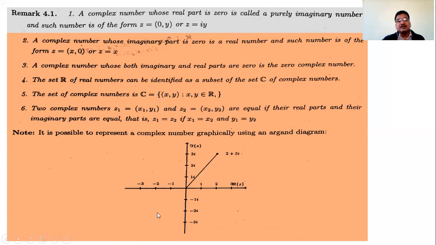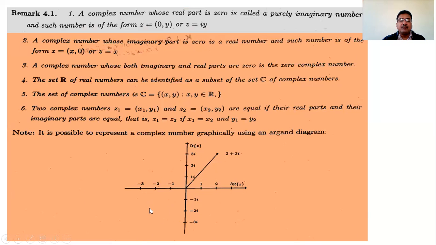If the number lies in the third quadrant, then its principal argument is found as follows. Suppose this is the line joining the number with the origin. Then this angle becomes greater than 180, and we have to find the principal argument. So we measure this angle, and this angle is the principal argument. Actually, it is negative.